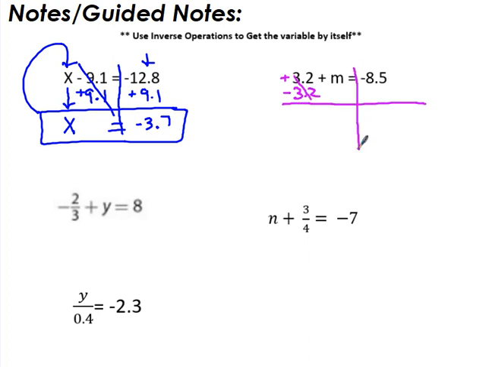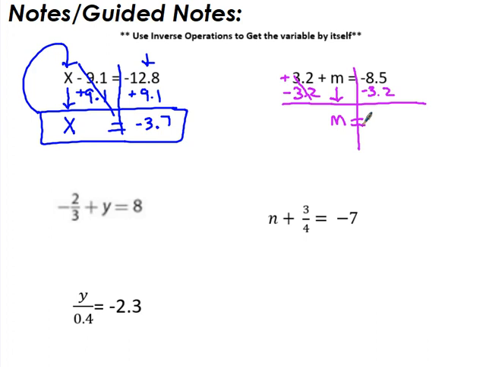Whatever we do on the left side of the equal sign, we have to do on the right. So I need to also subtract 3.2 from the right side as well. My variable comes down because I haven't done anything with that yet. So I get m equals, and now I've got to do negative 8.5 minus 3.2.